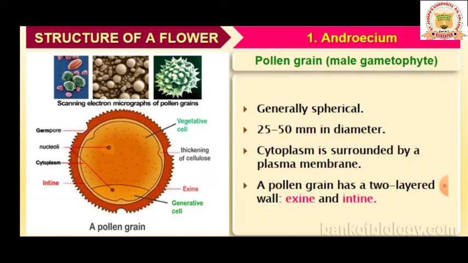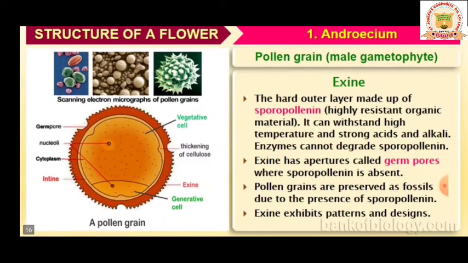Have a look at the structure of a pollen grain. So the pollen grain has two layers. The outer layer we call exine, which is a spine like, zigzag like structure, and the inner is intine. It contains cytoplasm which is surrounded by a plasma membrane.